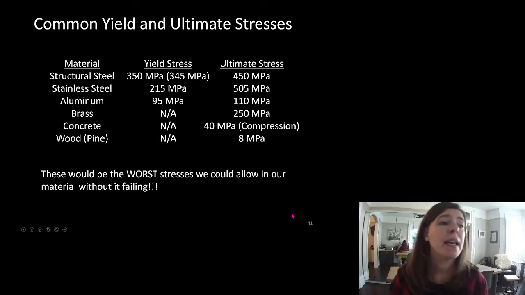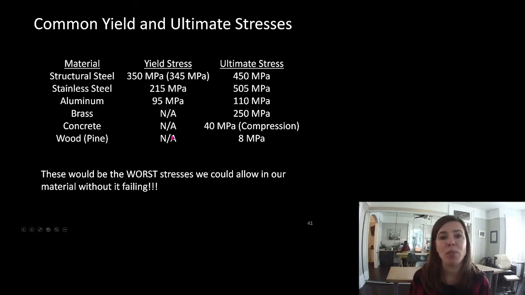Okay, some common yield and ultimate stresses of some objects. All right, yield stress, ultimate stress. Look at this, brass, concrete, wood. I didn't list a yield stress because they do not have a plastic zone. When they hit the end of the elastic zone, they fail. Their ultimate stress is at the end of the elastic zone. There is no zone where we load it and unload it and it has some permanent deformation. And it hits the end of the elastic zone, it fails. They are brittle materials.